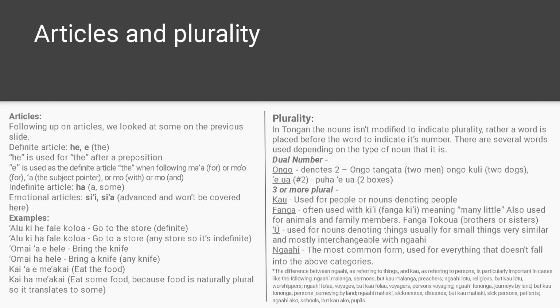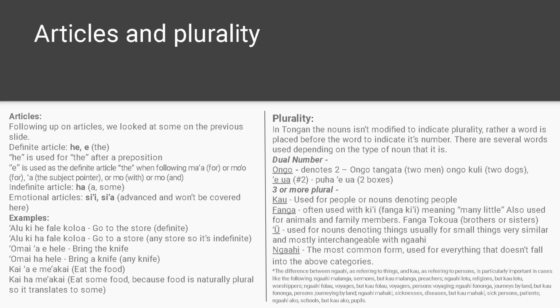And then we have ngaahi, with a line over it that makes the sound a little bit longer. It's just a little bit longer sounding, which means the books. This is used for nouns denoting things, usually for small things, but it's very similar and mostly interchangeable with ngahi. And then ngahi is the most common form of a plural modifier. It's used for everything that doesn't fall in the above categories.